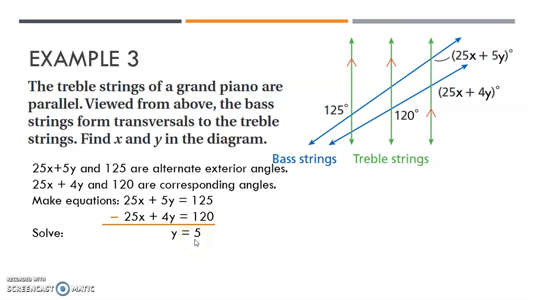Now, the next thing I need to do is find out what x is, so I can take this y and put it into either of my two equations and solve for x. So watch how I did that. So I did 25x plus 5 times 5 equals 125. I used the top equation, but you could have used the bottom one and it would still work. 5 times 5 is 25, and I subtracted that on both sides. Then I divided by 25 on both sides, and I found out that x is 4.